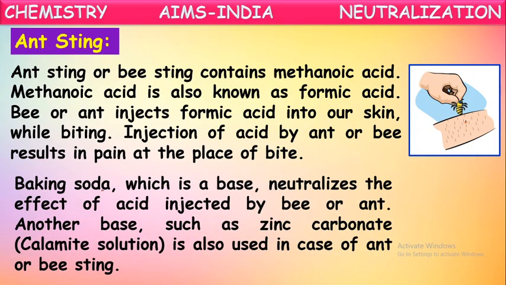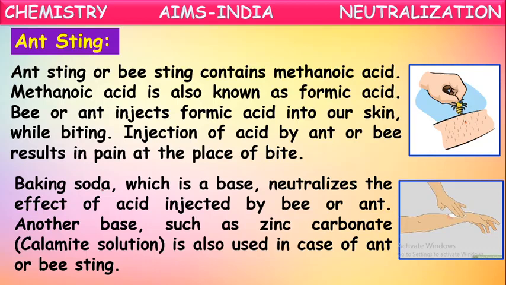Yes, then we have to use baking soda, which is one of the bases. Baking soda, which is a base, neutralizes the effect of the acid injected by the bee or ant. Immediately we have to rub some quantity of baking soda powder on the place where the ant or honeybee bit us. What happens? This baking soda, being a base, reacts with the formic acid released by the ant or bee and neutralizes it, so that we get relief from the pain caused by that.